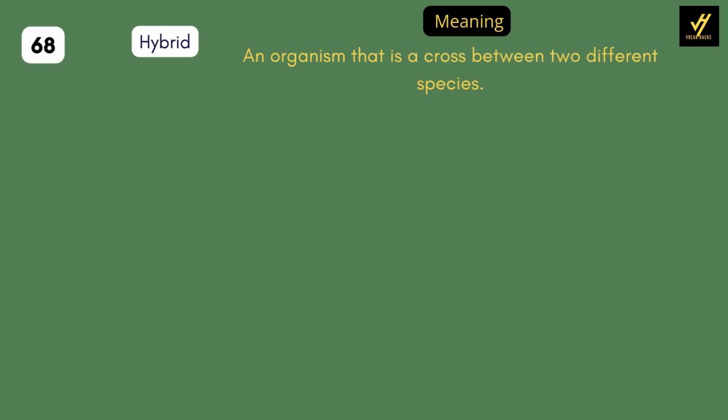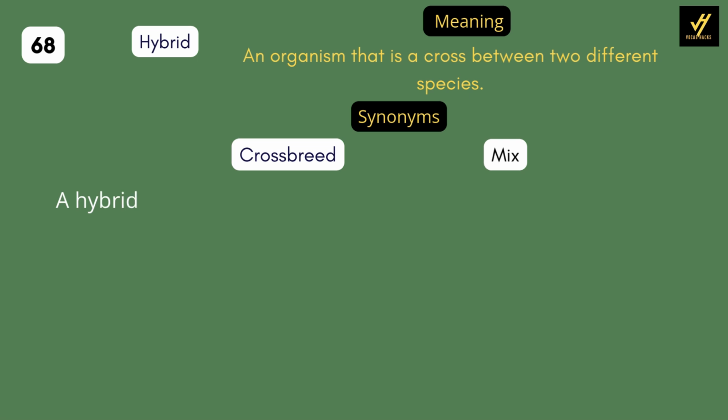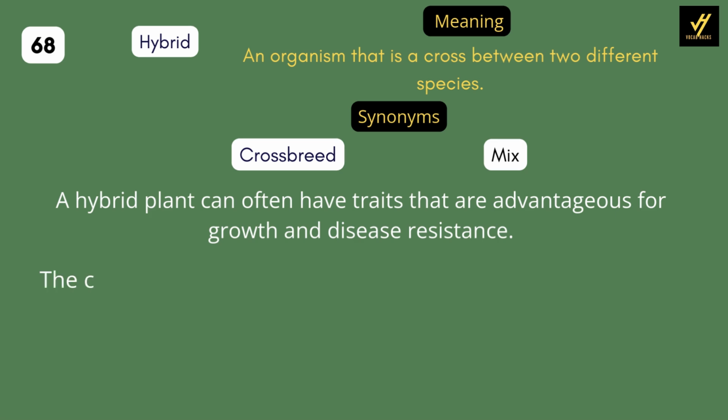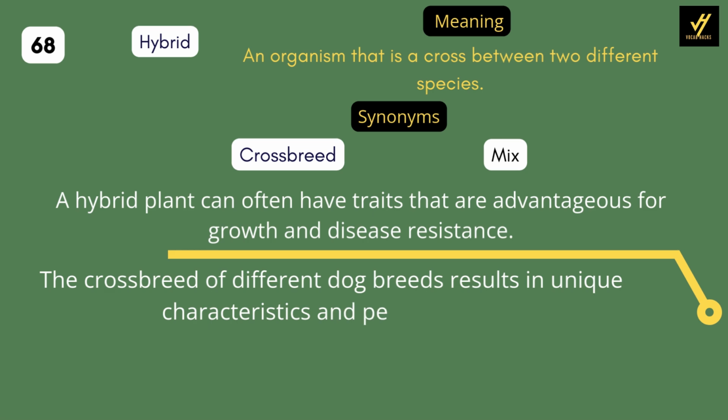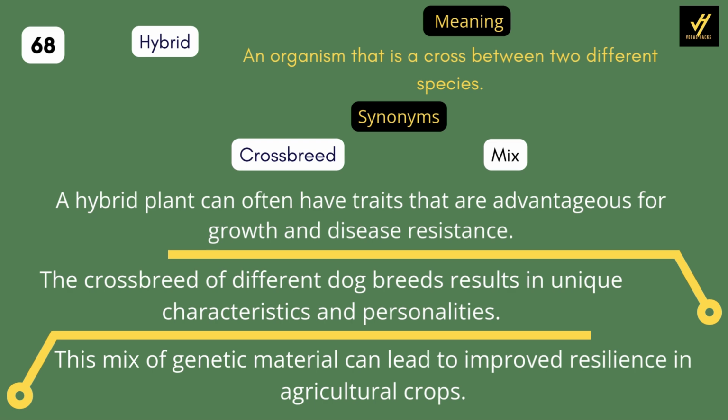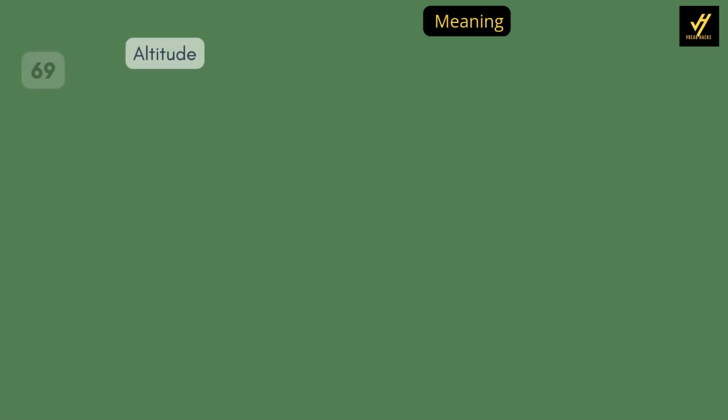Hybrid, an organism that is a cross between two different species. Crossbreed, mix. A hybrid plant can often have traits that are advantageous for growth and disease resistance. The crossbreed of different dog breeds results in unique characteristics and personalities. This mix of genetic material can lead to improved resilience in agricultural crops.